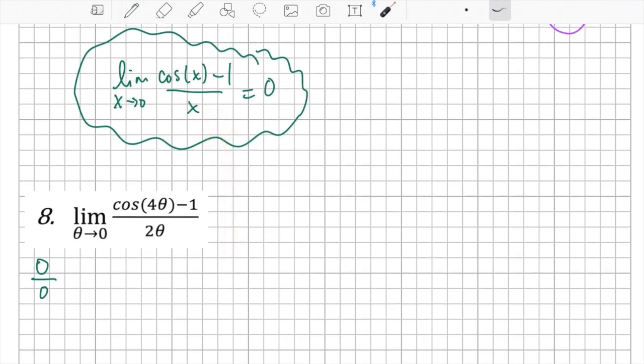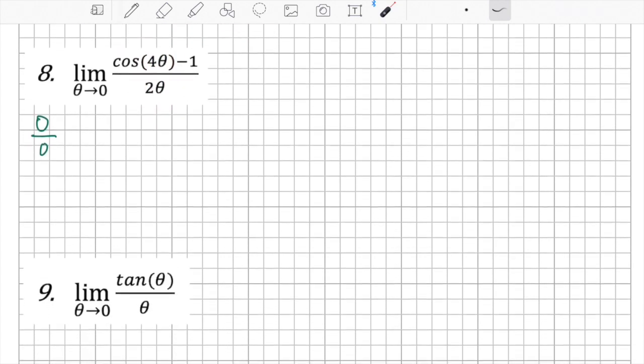So in order for me to use this property, we want to make sure that the angle measure inside matches the one that's in the denominator. So we're going to manipulate it like we've been doing with the other ones. So what I'll do is rewrite it. Limit as theta approaches 0. Now if I want to make this 2 theta turn into a 4 theta, then I have to multiply it by 2. But I have to also multiply the numerator by 2, not just the denominator.